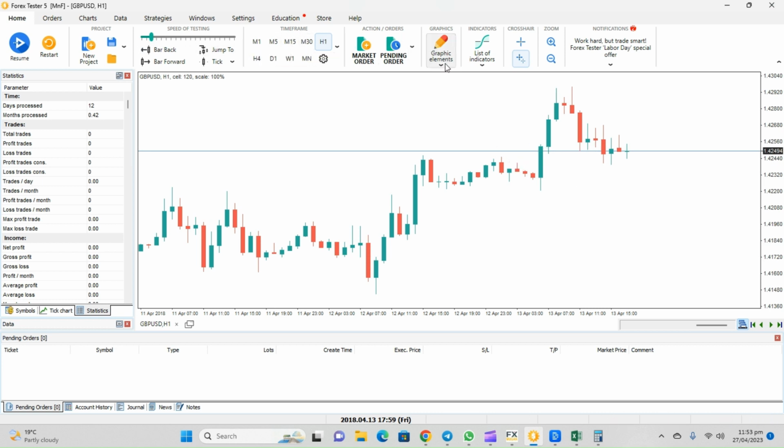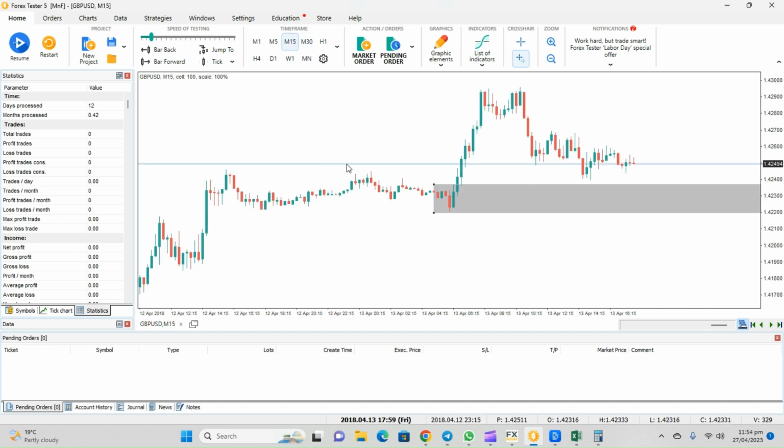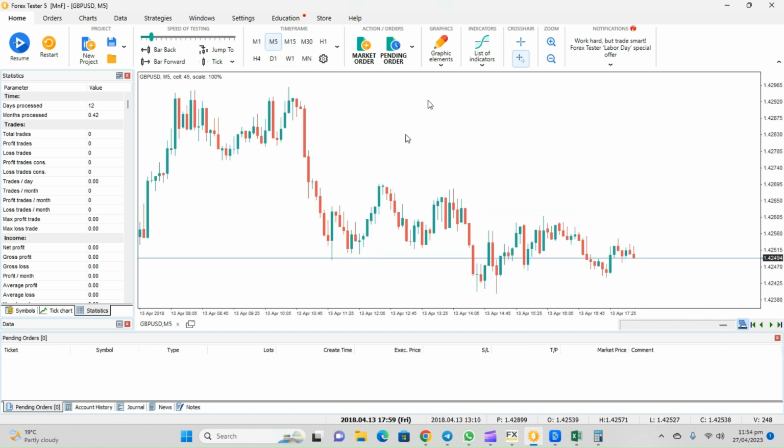So let's do some labeling right here. I want to see what is happening below there. Okay, so we can do some refinement here. Let's drop to the 15-minute time frame. That's our last bearish order block right there, the last bearish candle. So meaning, let's go to the 5 minutes and see if we can find any other area right there.